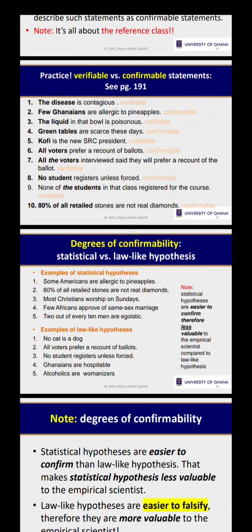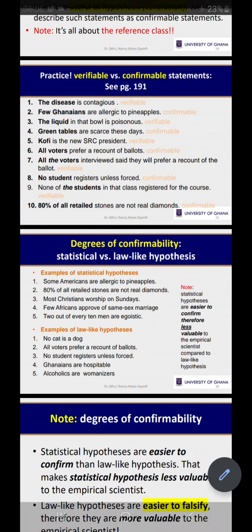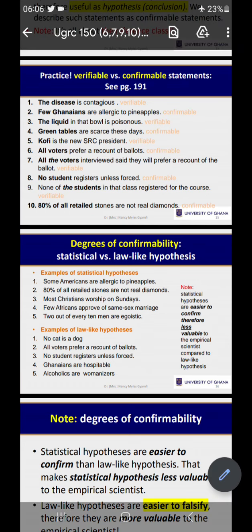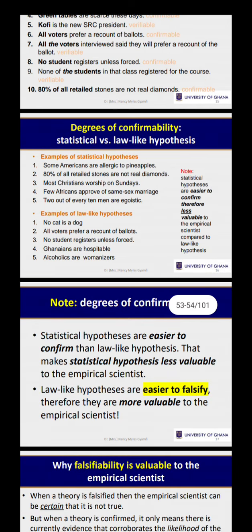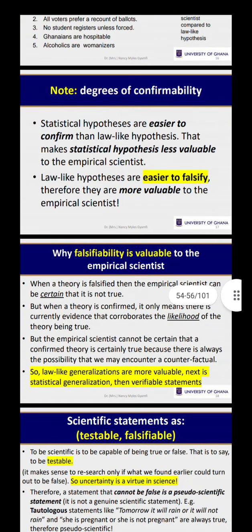Now let's look at the predictive power of hypothesis. When you talk of the predictive power of hypothesis, it is the ability of a statement to say something about the future. You know, before you are able to say something about the future, you must have some degree of certainty or some surety.